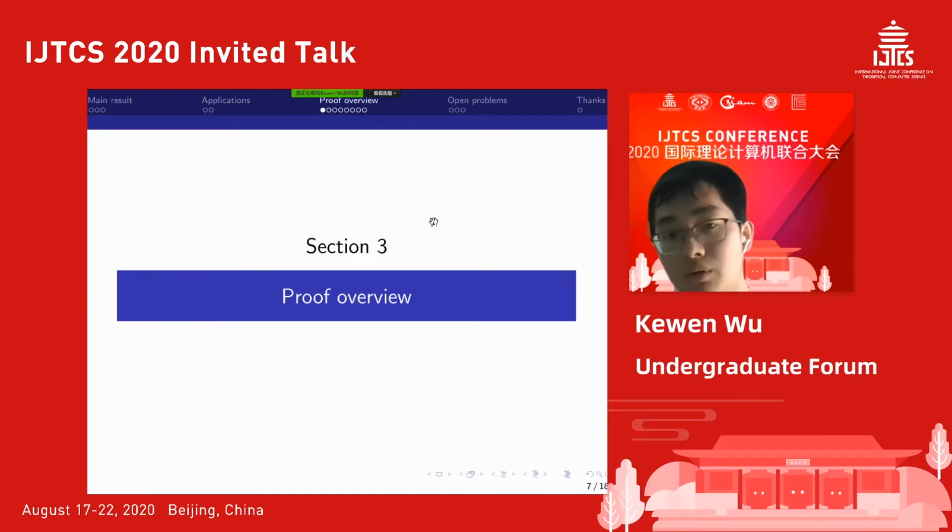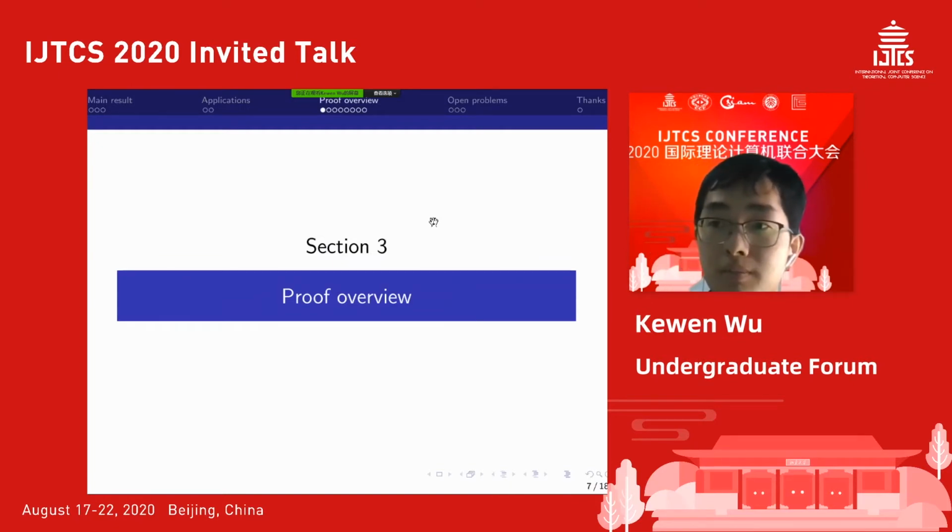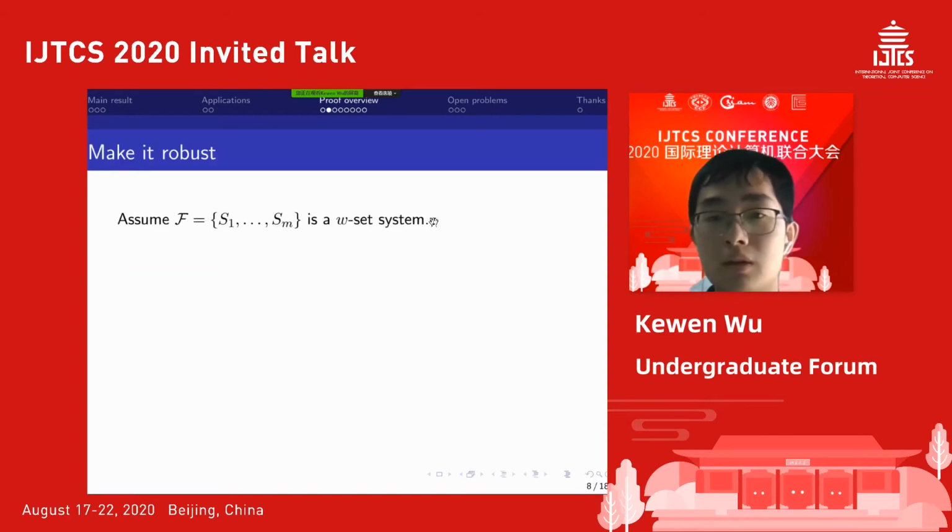So now I will briefly explain how we prove this bound, and I will focus on the 3 sunflower and prove a slightly worse bound, roughly log W squared. But this already contains all our ideas, and the actual bound is obtained by tuning these parameters in the analysis. So first we make this combinatorial structure, sunflower, robust.